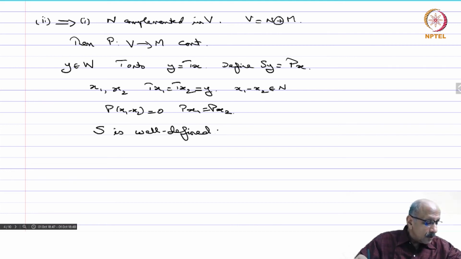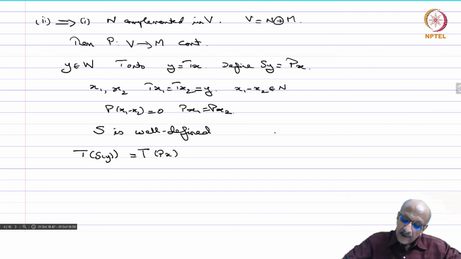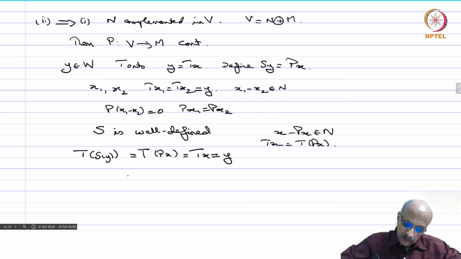Okay, so now let us take T of S of Y. This is T of Px. But x minus Px belongs to N, because Px is a projection to the complement, so Tx is always equal to T of Px. So this is equal to Tx, and that is equal to Y. So T composed with S is the identity in W, and therefore we have found a candidate.